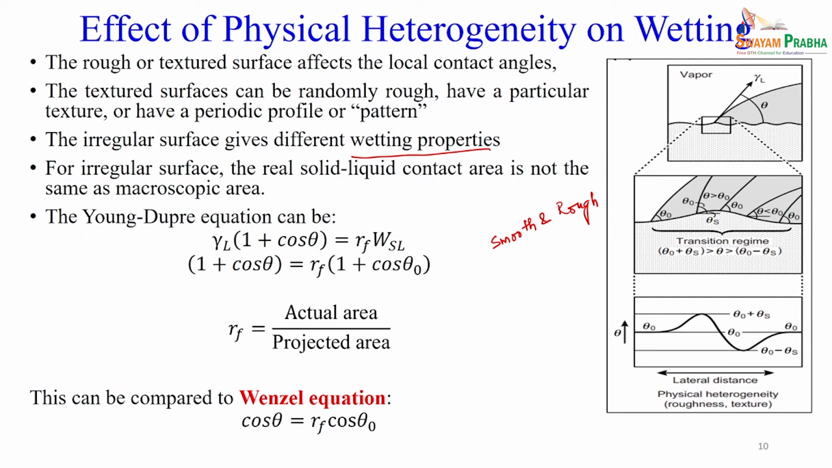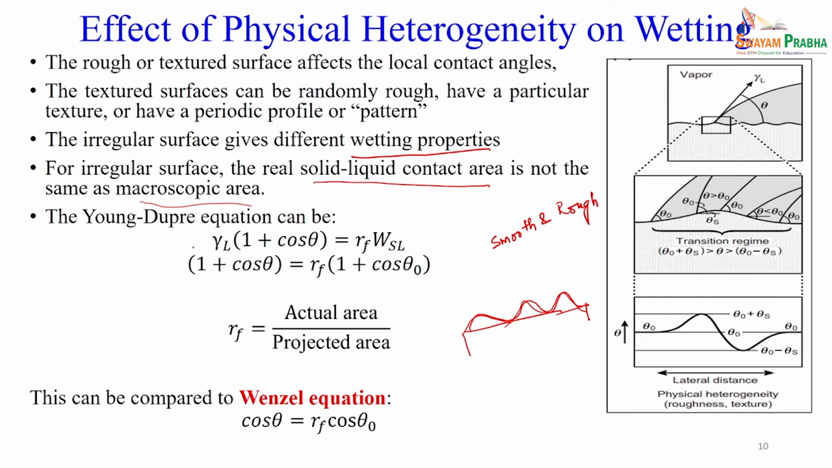Why is it going to have different wetting properties? Because in the case of an irregular surface, the real solid-liquid contact area is not the same as the macroscopic area, or the projected area. Let us say you have a surface like this, this is the rough surface. Whatever area was there on the smooth surface, the rough surface is going to have the higher area.